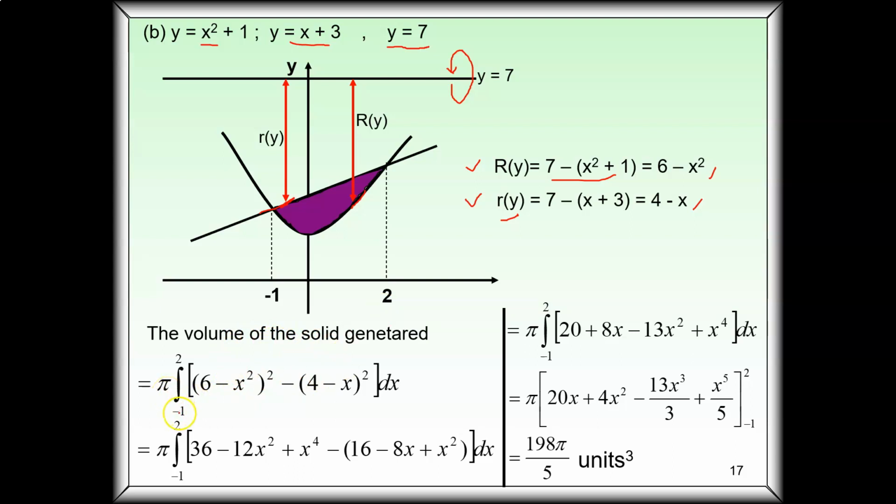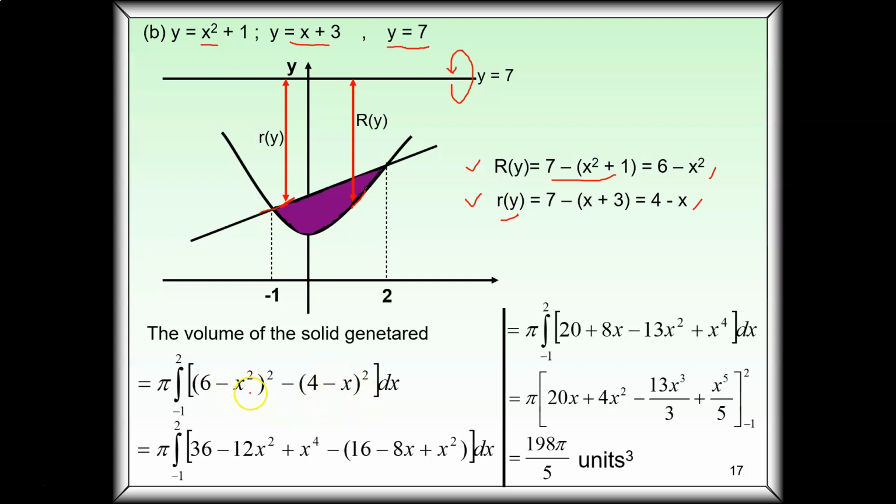You have pi. You start from -1 until 2. Then you have this 6 minus x squared, because this one is the bigger one. Which distance is bigger? This one. This R is bigger than this one. The distance, look from here to here. This one has a bigger distance, the gap. So this one, RY, capital R minus small letter r.